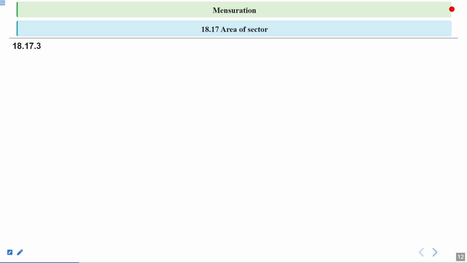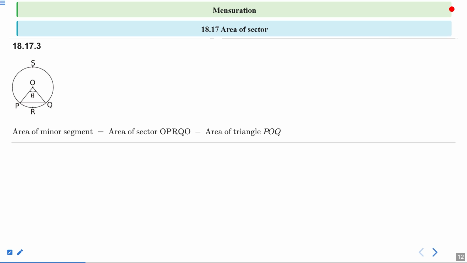Next one is 18.17.3. So this is the diagram of the circle for the area of a segment. So the area of the minor segment will become the area of the sector OPRQO minus the area of the triangle OPQ.